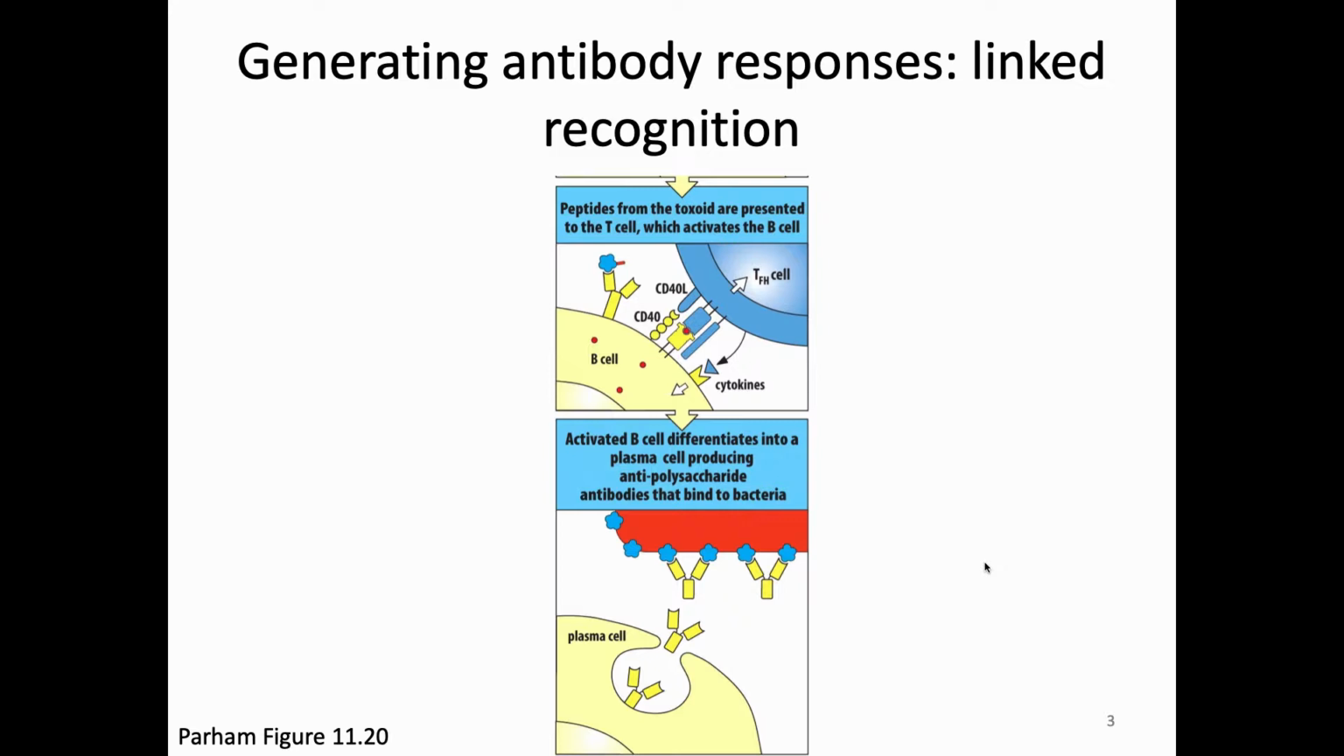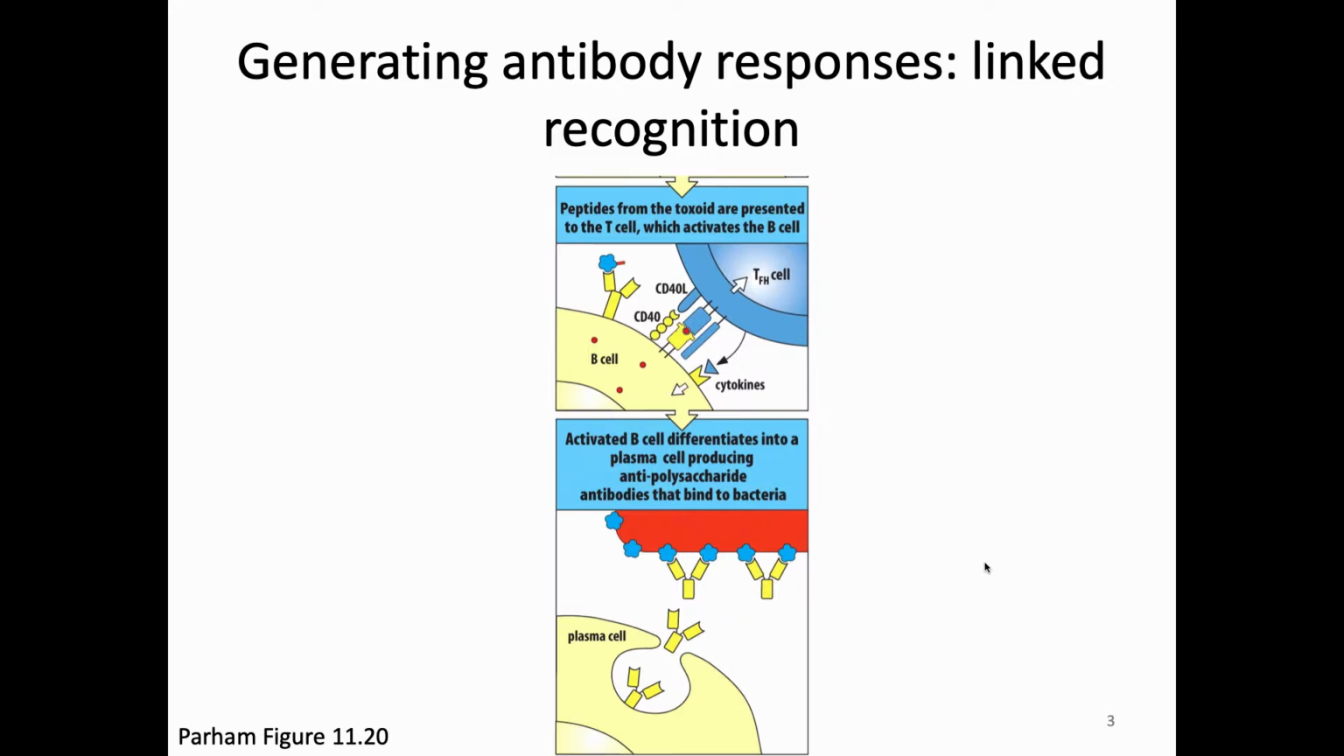So one thing that you'll notice here is that our B cell and our T cell are not recognizing the same epitope. They're in fact really one's recognizing a polysaccharide, one's recognizing a protein. But because you linked them together, because they were physically bound together, you were able to make it so that B cell could make this response. You were able to allow for linked recognition.